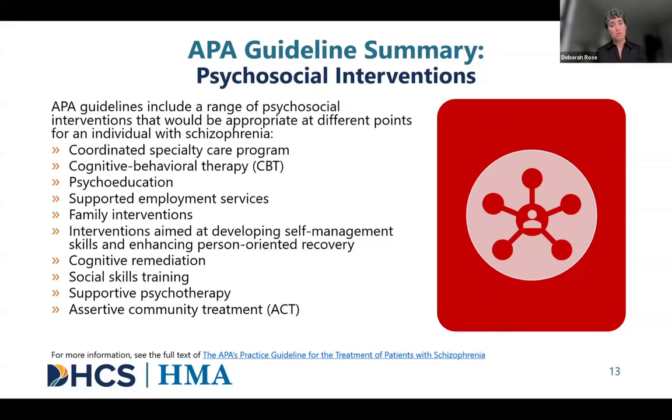I'm not going to read them all to you. There's a list on your screen, and you could take time to read them all and get more information at your leisure. I'm going to highlight a few that I think are noteworthy, beginning with the coordinated specialty service programs or specialty care programs. Dr. Avery talked about evidence-based programs. You might hear me say EBPs. These are really proven effective interventions.